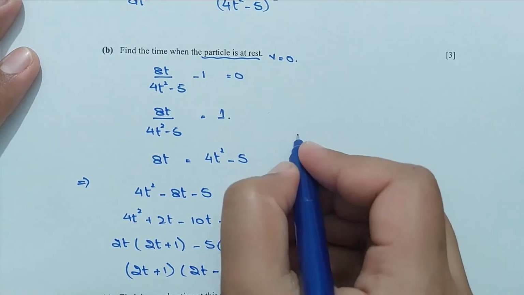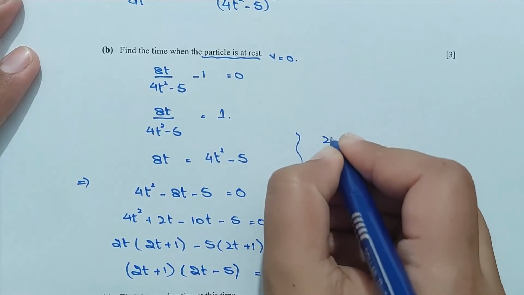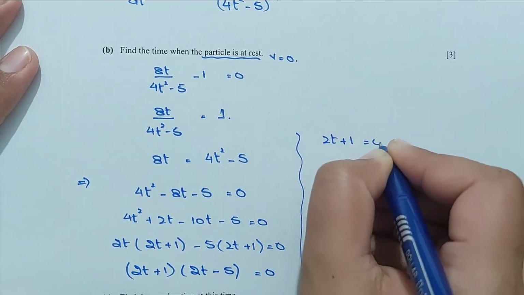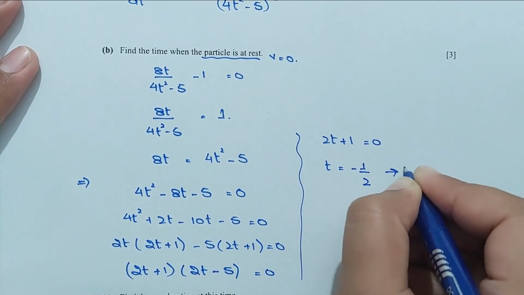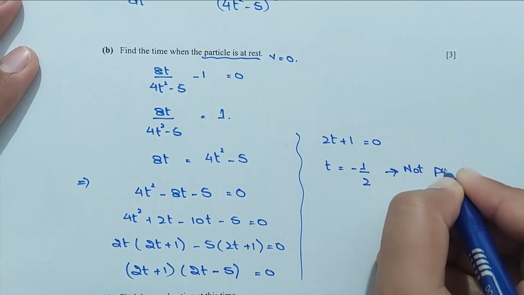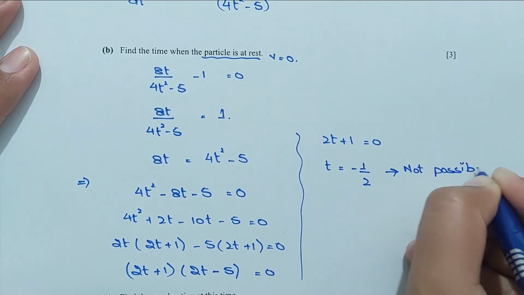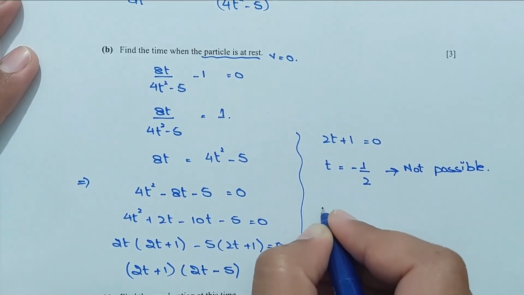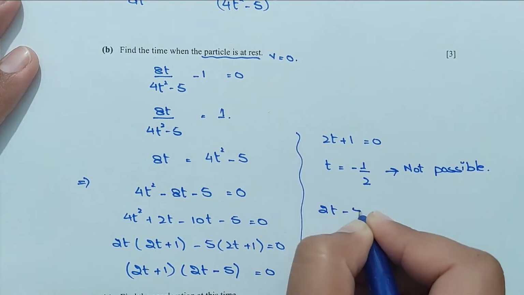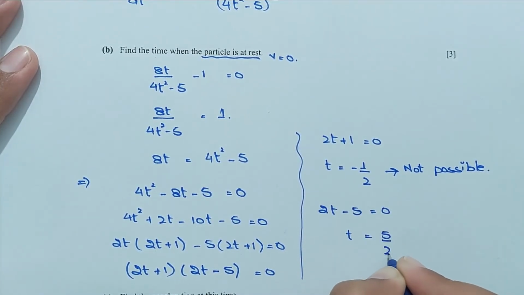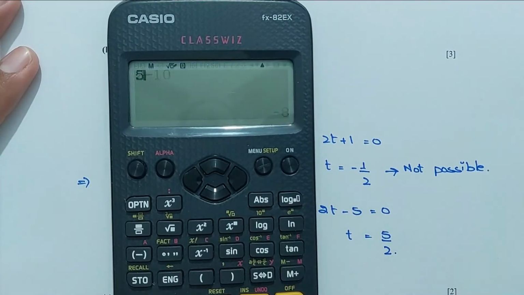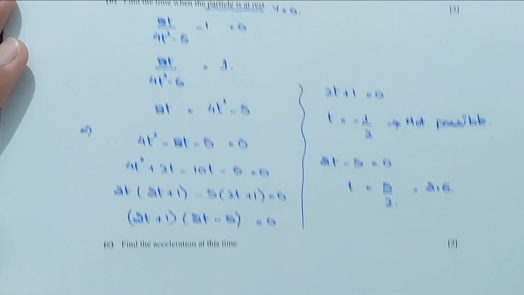Put both factors separately equal to 0 and solve for time. So 2t plus 1 equals to 0. So from here t equals to minus 1 by 2, and this is not possible. Why? Because time can never be negative, right? Now the second one is 2t minus 5 equals to 0 and the t value is 5 by 2. This is possible. So this is the value of time, 5 by 2, which is 2.5, when the particle is at rest. 2.5 seconds we can say.